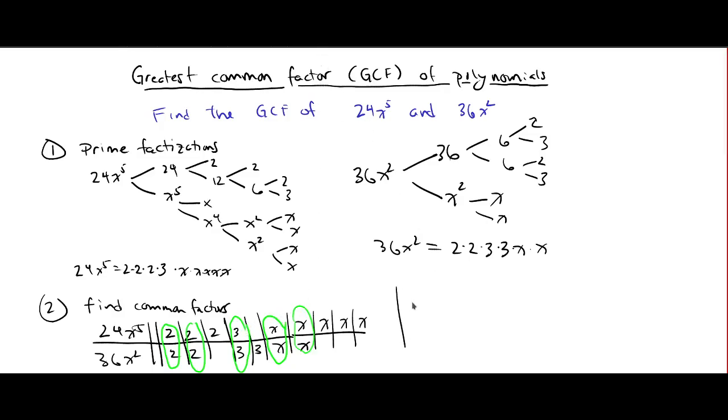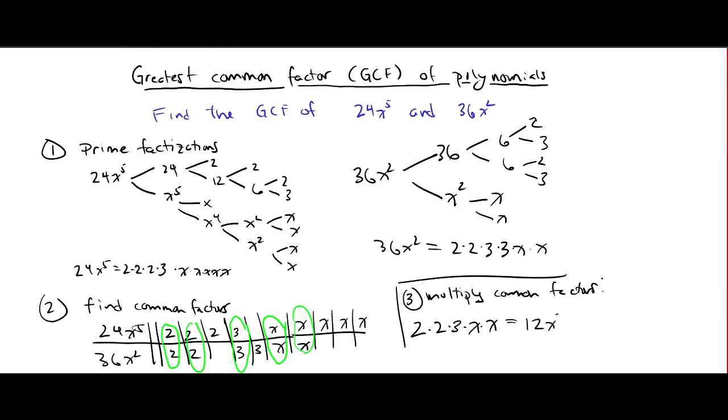And the last step, we multiply the common factors. So we've got 2 times 2 times 3 times x times x. 2 times 2 times 3 is going to be 12. X times x is x squared. So this is our greatest common factor.